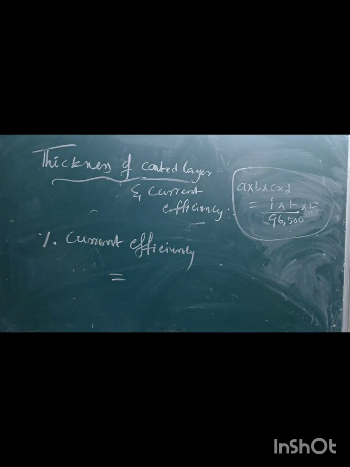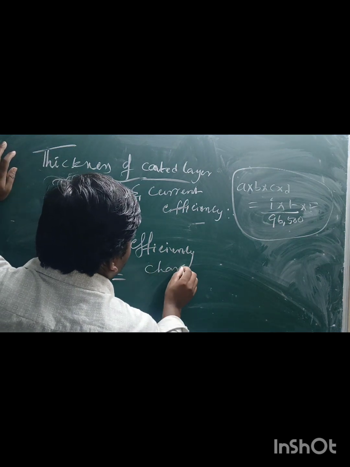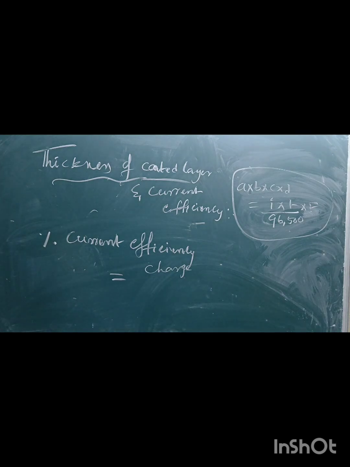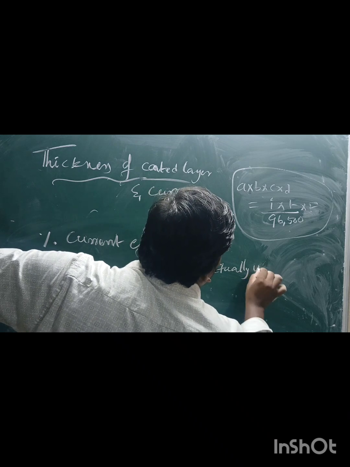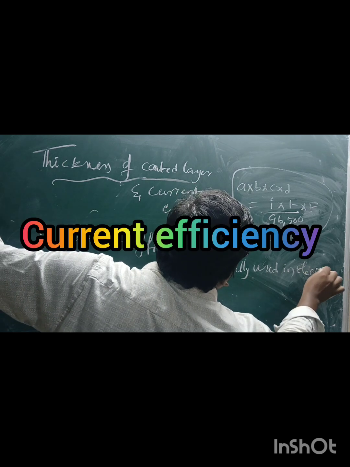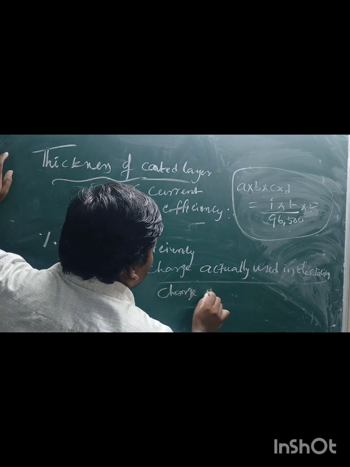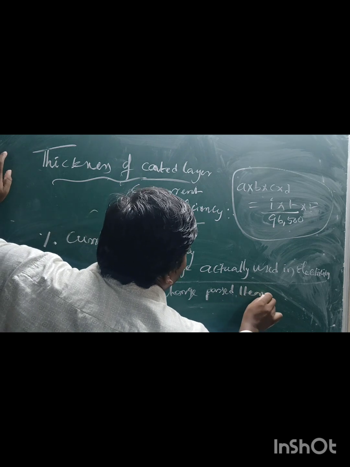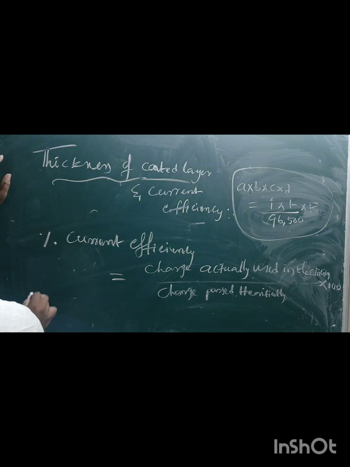The percentage of current efficiency is equal to the actual current, or charge actually used in electricity, by the charge passed theoretically, into 100.